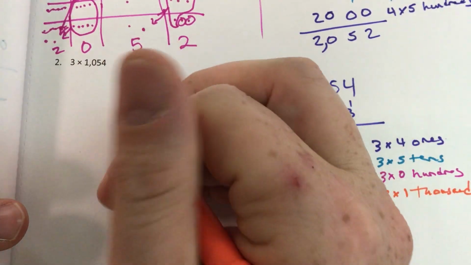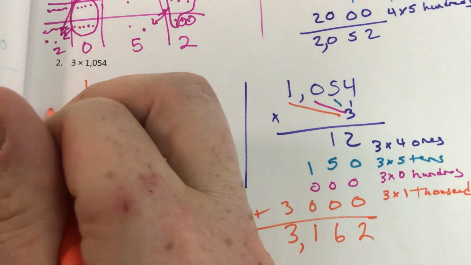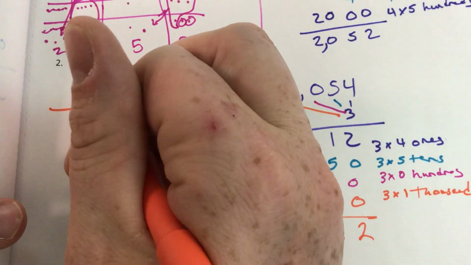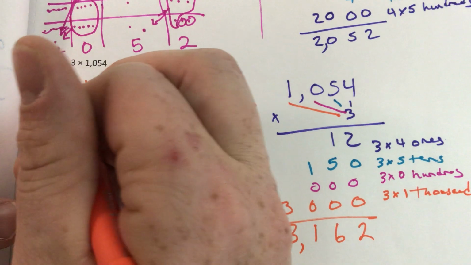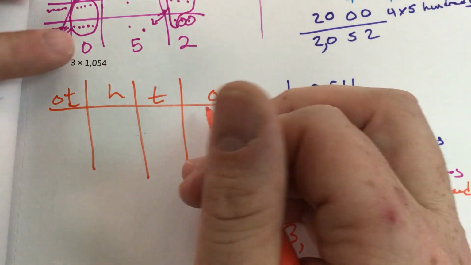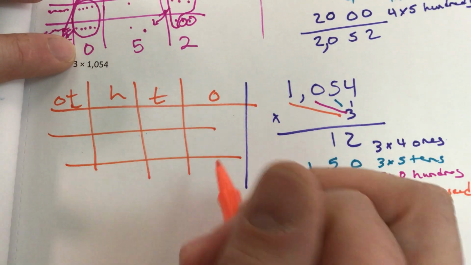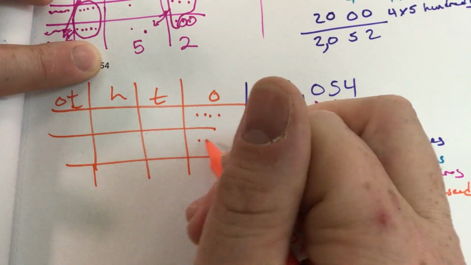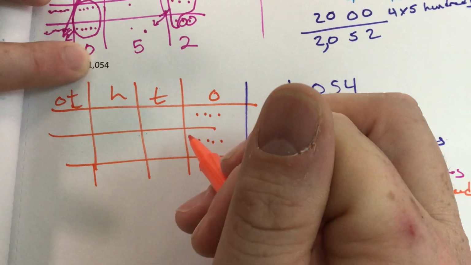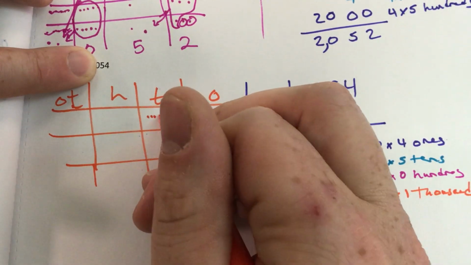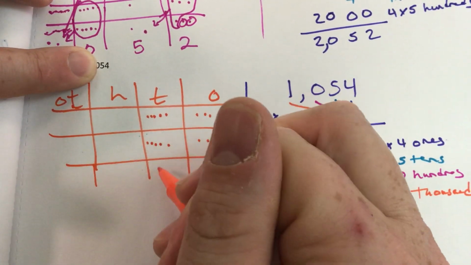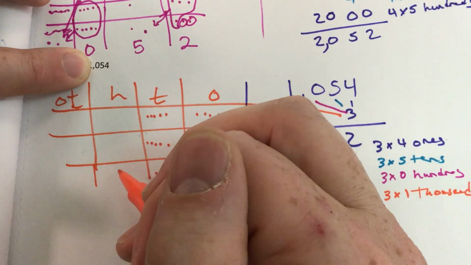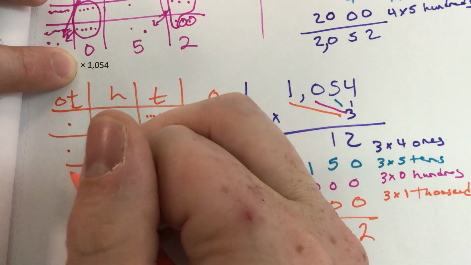So I'll try to space this one out a little bit better. So we have our ones, our tens, our hundreds, our 1,000s. So in our ones place, we're going to have 3 groups of 4. In our tens, 3 groups of 5. In our hundreds, nothing. And in our thousands, 1, 1, 1.